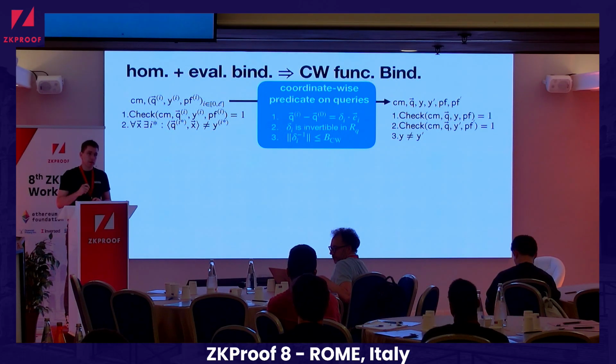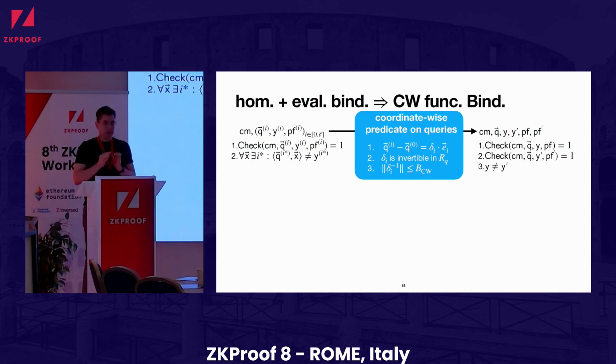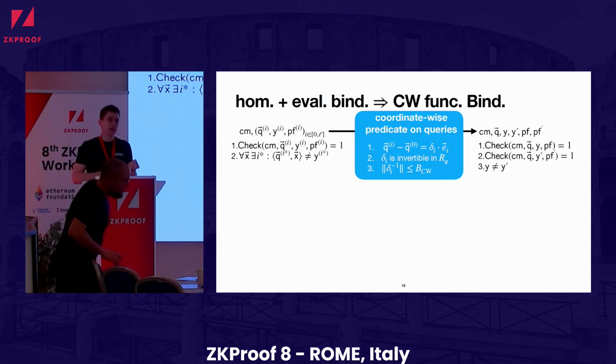And for this, we're going to require something on top of our queries. We also require that the queries have a specific form. Namely, they're going to have this coordinate-wise predicate applied to them. And this means that there is a central vector, Q0, and then all the vectors after that, Q1 to QL, are going to differ from Q0 in exactly one index, namely the ith index. So if you subtract Qi and Q0, you'll get delta i times the indicator vector for the ith entry. Furthermore, this delta i, this difference between these two queries, is going to be invertible in the ring, and its inverse is also going to have low norm.